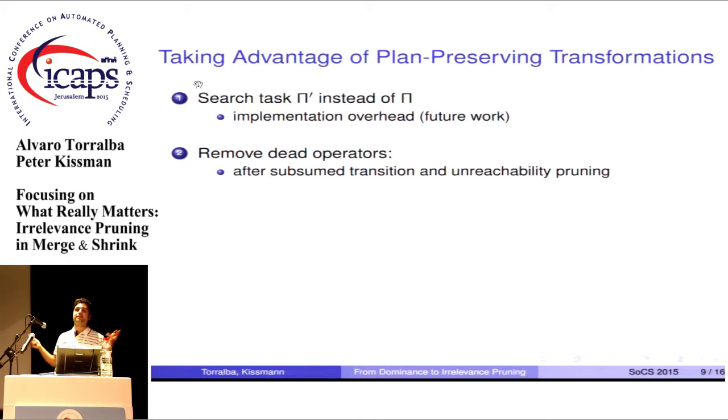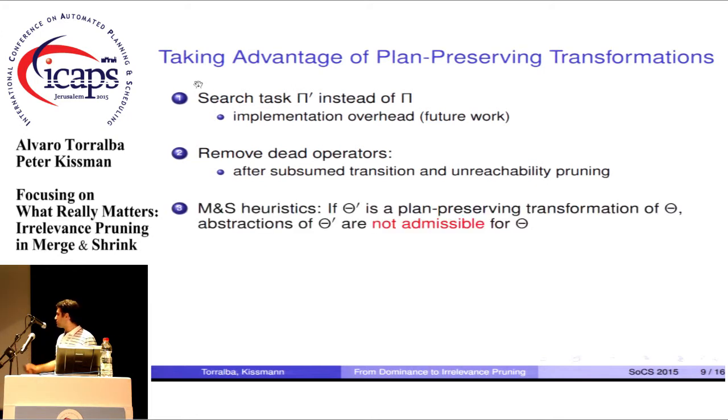So basically we get a task that is in the middle of the two, and we will search the original problem but without these operators. And of course, the operators are not only not considered by the search, but also not considered by the heuristics or anything else.